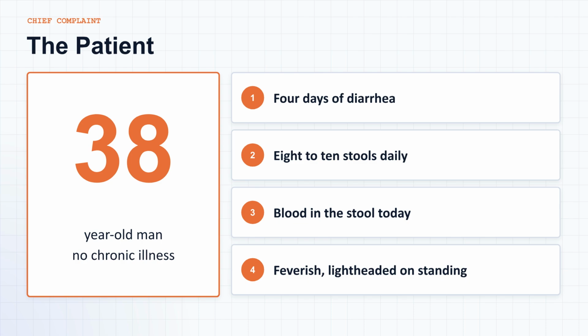Before you open a single order set, stop and ask the question that drives everything else. Is this a small bowel problem or a colon problem? Hold on to that question. We come back to it several times today. Notice one more thing. He is a healthy adult with no chronic disease and no medications. So whatever this is, started 4 days ago, and it is acute by definition.